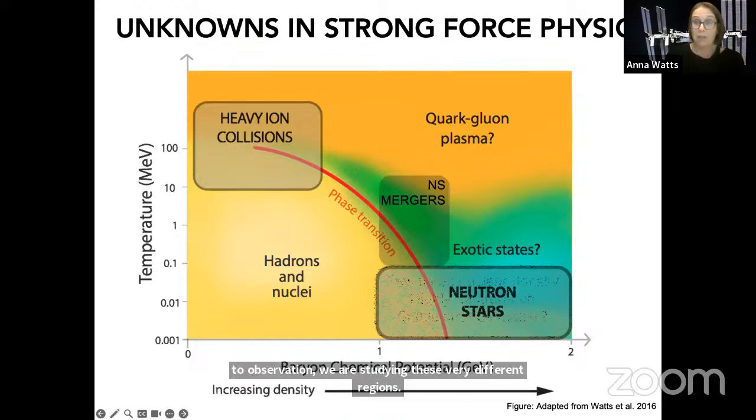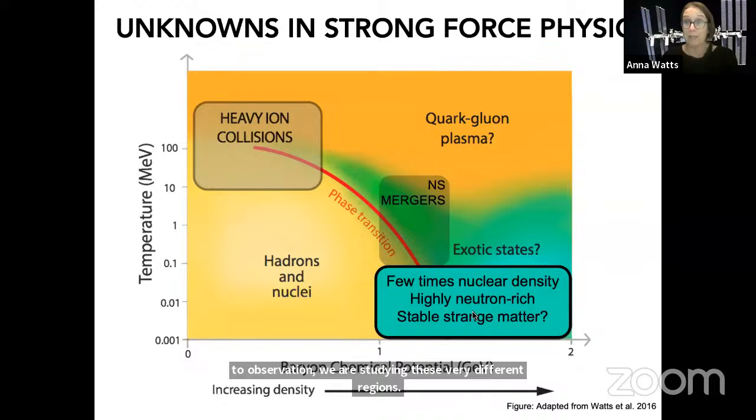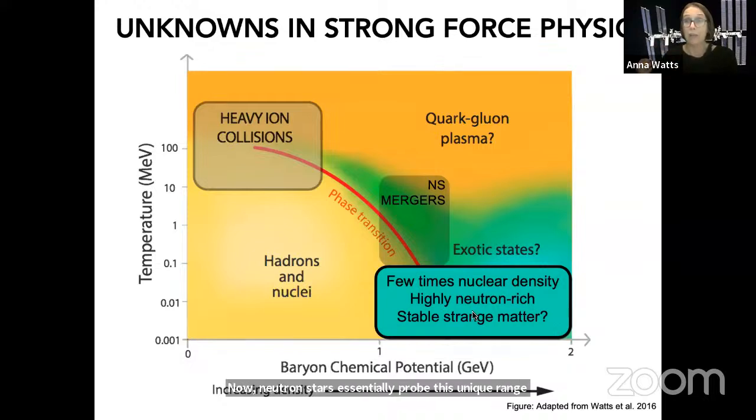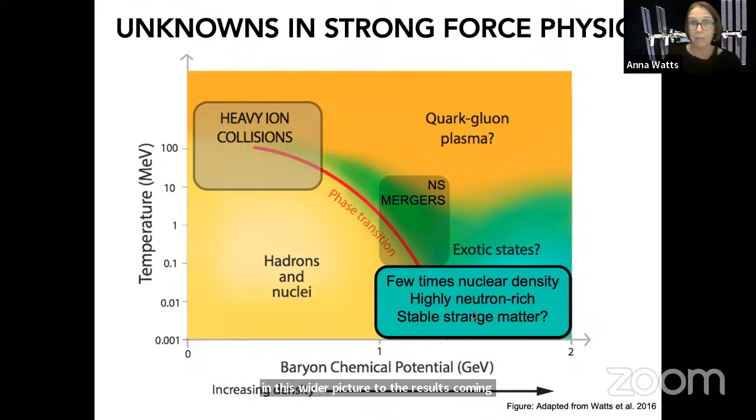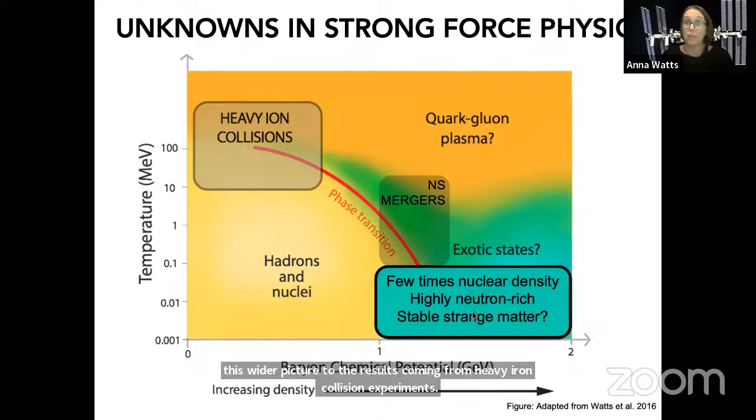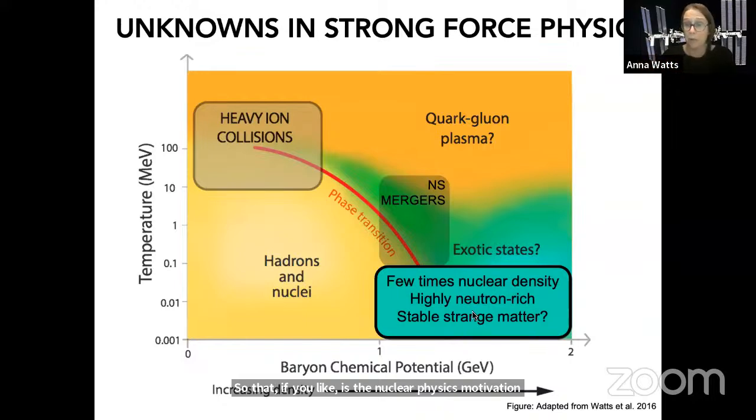Now, neutron stars essentially probe this unique range of parameter space, down at low temperature and very, very high density. You can get to a few times nuclear density, highly neutron-rich states of matter, and the only possibility in the universe of forming stable states of strange matter. So they are unique places to do nuclear physics, but ultimately we also have to connect in this wider picture to the results coming from heavy ion collision experiments. So that, if you like, is the nuclear physics motivation for wanting to study neutron stars, because they give us this unique part of parameter space.